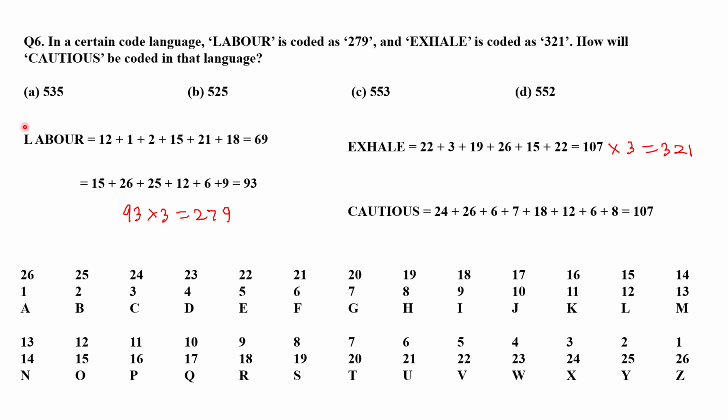But 321 is not in the options. So where does it go wrong? If you see in the word labor, there are 3 vowels. That's why they multiplied by 3. In the word Excel also there are 3 vowels, so they multiplied by 3. Now in the word cautious, there are 5 vowels: A, U, I, O, U. So let's multiply this by 5 and see. When you multiply by 5, you get 535. So from there we can say A is the correct option.